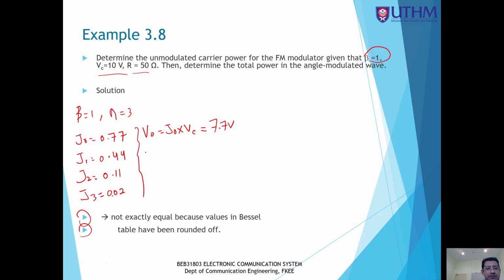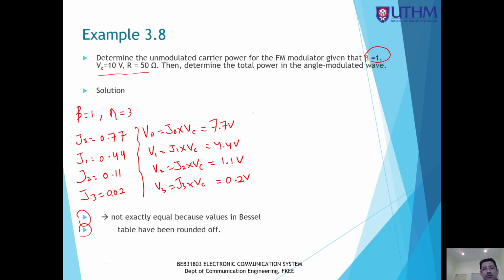So you will get this equal to 7.7 volt. V1 is equal to J1 multiplied with VC. So you get 4.4 volt. V2 is equal to J2 multiplied with VC. So this is 1.1 volt, and V3 is equal to J3 multiplied with VC. So you will get 0.2 volt.